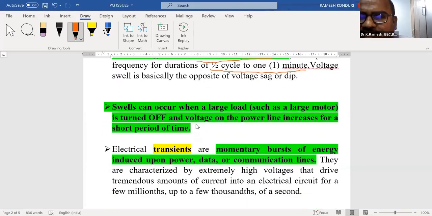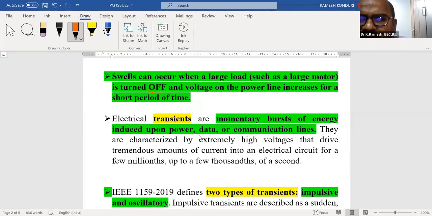So swells can occur when a large load is turned off and voltage on the power line increases for a shorter period of time. The causes why voltage swells do occur: these voltage swells occur when a large load is turned off. When the large load is removed, the voltage on the power line increases for a short period of time.